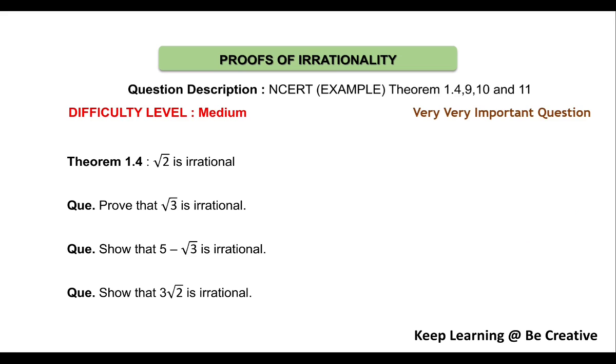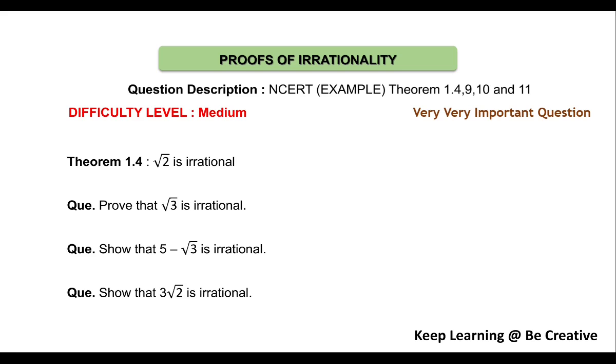NCERT examples 9, 10 and 11 and Theorem 1.4, that are proving root 2 irrational, proving root 3 irrational, showing that 5 minus root 3 is irrational, showing 3 root 2 is irrational. All these are of medium level but they are very important questions.